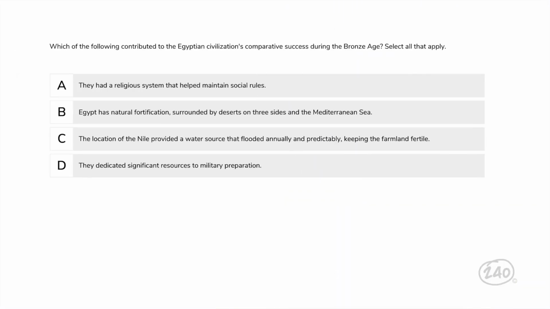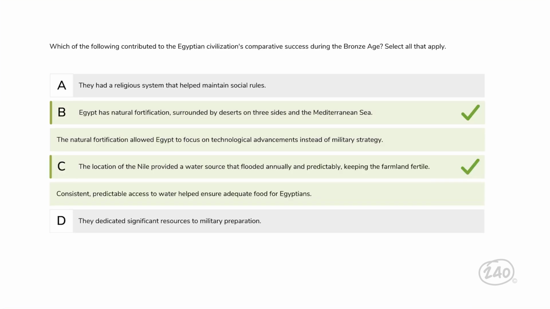All right, let's see a question on world history. We touched on ancient Rome before, but how about ancient Egypt? Which of the following contributed to the Egyptian civilization's comparative success during the Bronze Age? Select all that apply. Our two correct choices here are B and C. The natural fortification of Egypt, due to being surrounded by deserts and the Mediterranean Sea, allowed Egypt to focus on technological advancements instead of military strategy. Also, the Nile River helped with farming and therefore food supply. There's that water talk again.